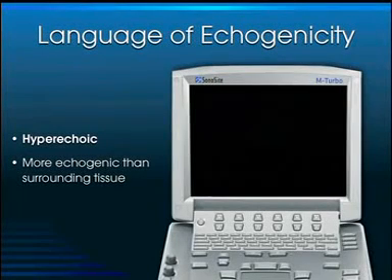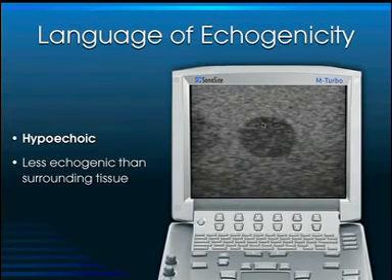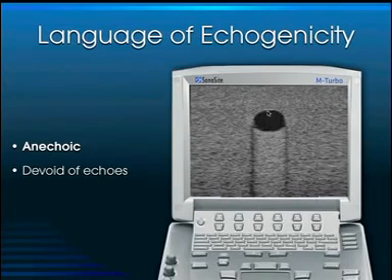And that term brightness is really a better term for it, echogenic. So a structure is hyperechoic if it is more echo bright than the surrounding tissue or more echogenic. Something is hypoechoic if it is less echogenic than the surrounding tissue. And finally, something is anechoic when it is completely devoid of echoes and is jet black compared to the surrounding tissue.